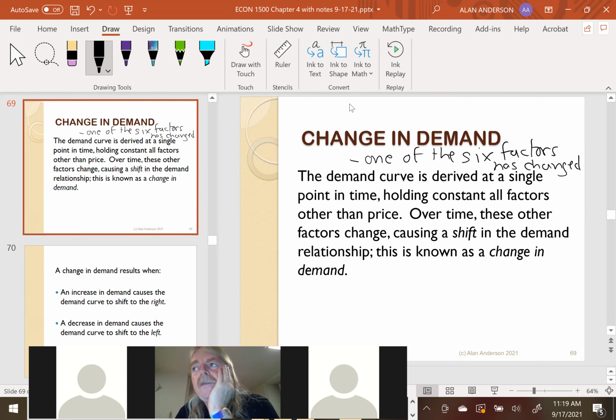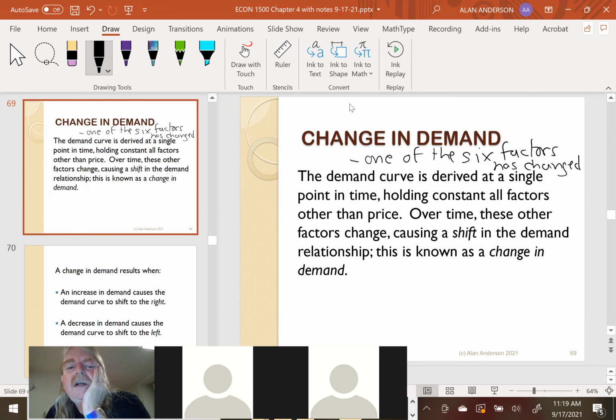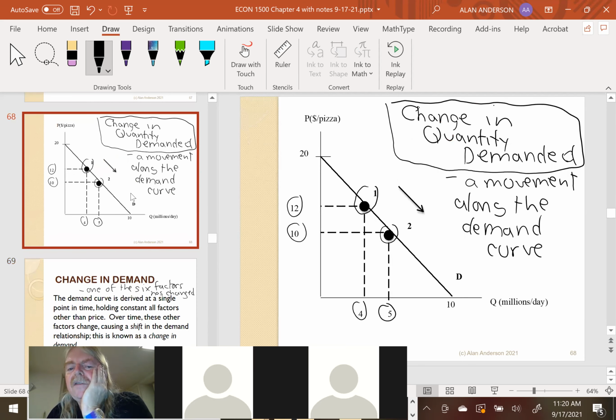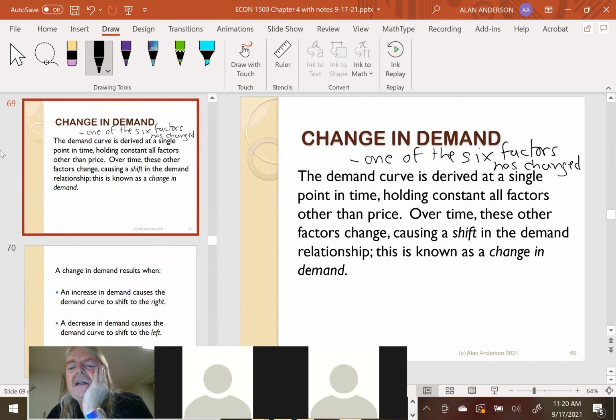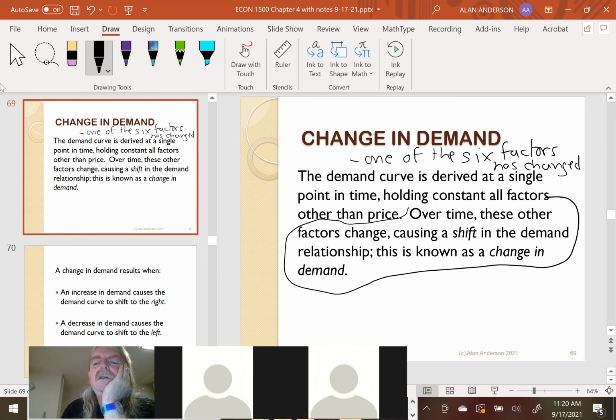Over time, the demand for organic foods has increased because people are more and more aware of its health benefits. So that is one of the 6 factors. And by changing that, the entire relationship between price and quantity has changed. And so instead of having a movement up and down the same curve, the impact will be that the entire curve will move. That's the key difference now.